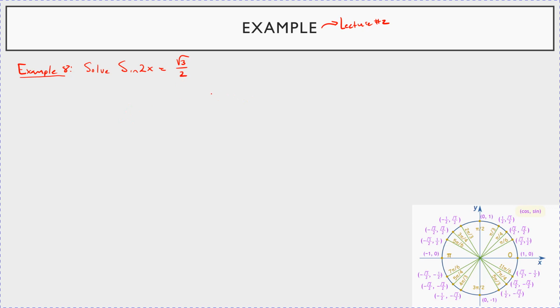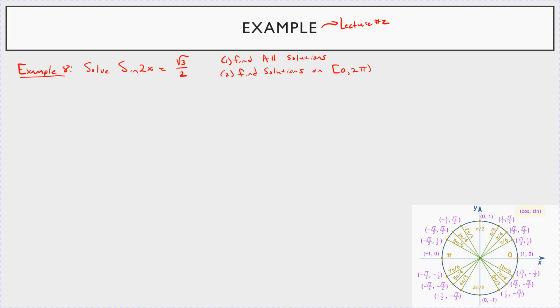Okay, and here's what I want to do. I want to do two things. One, I'm going to do these backwards actually, find all solutions. And then two, I'm going to find the solutions on from 0 to 2 pi. Actually this is the harder part. Finding the general solutions is pretty easy, but when you restrict it, it's a little bit harder.